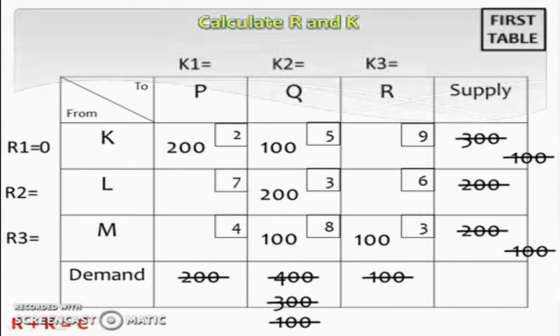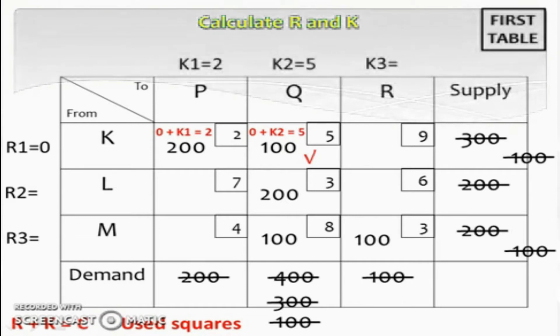Please bear in mind that this formula is only applied to used squares. For example, in this used square, we have 0 plus K1 is equal to 2. So we get K1 is equal to 2. While on this used square, we have 0 plus K2 is equal to 5. Therefore, we have K2 is equal to 5.